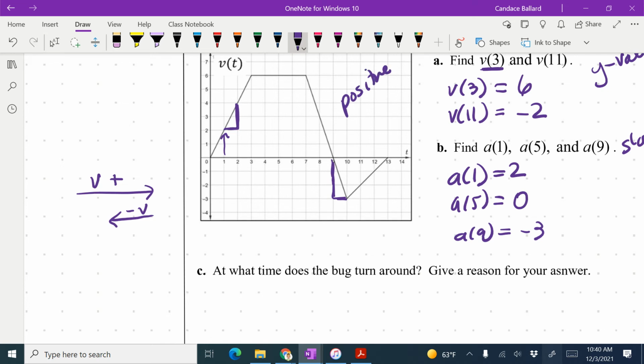Positive values above x-axis, negative values below x-axis. And we use this concept quite a bit.